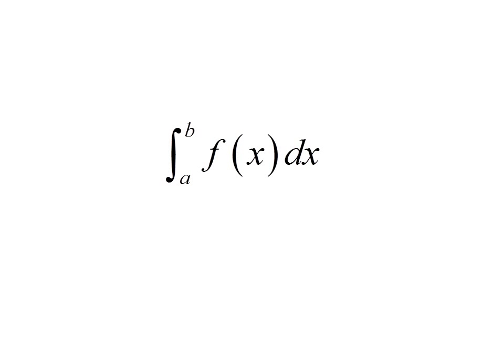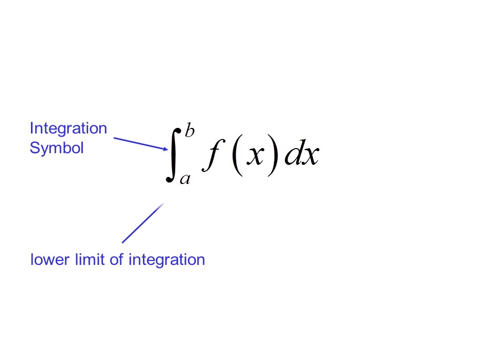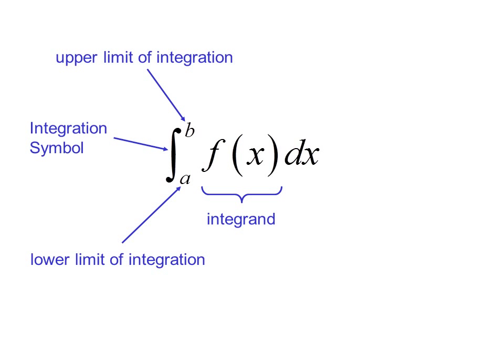Let's break this notation down. First, we have the integration symbol, which is an elongated S, chosen because integration is actually summing an infinite number of infinitely small things. A is the lower limit of integration. B is the upper limit of integration. F of x is the integrand, which is just the function that we are integrating.